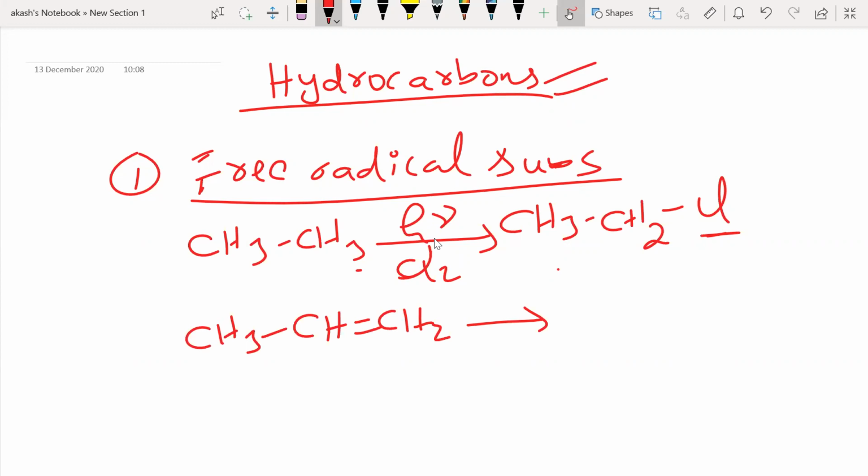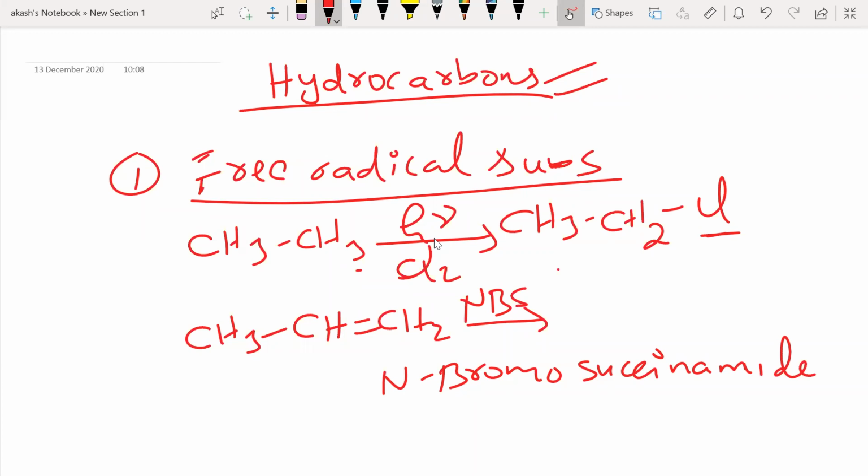Now there is something called NBS. NBS is N-bromosuccinimide. You don't have to worry about the structure of N-bromosuccinimide, but you have to worry about what it does. Here I'm going to have allylic substitution.